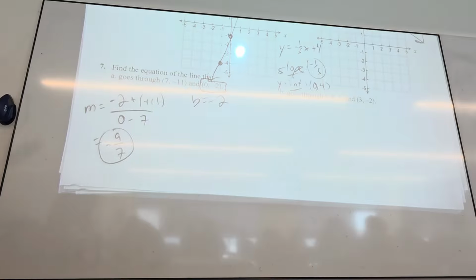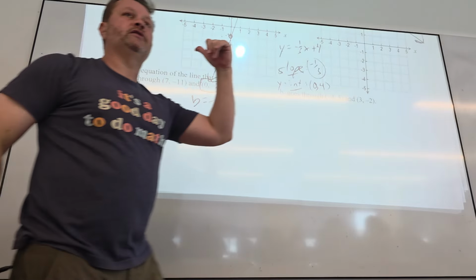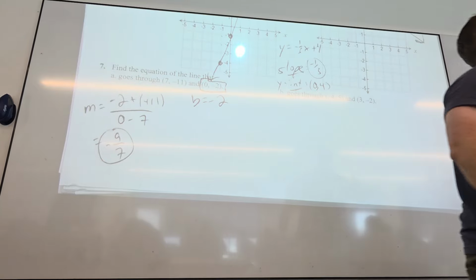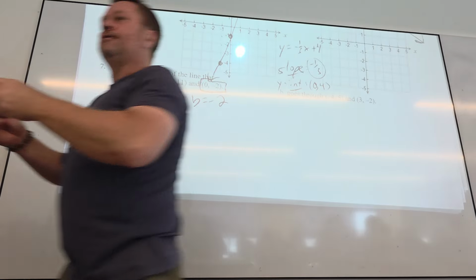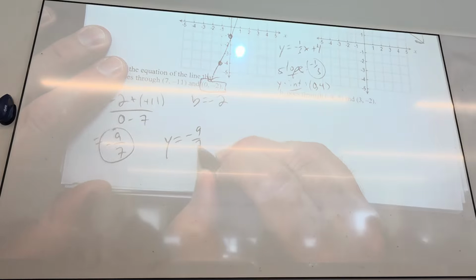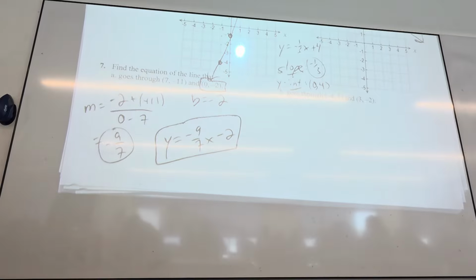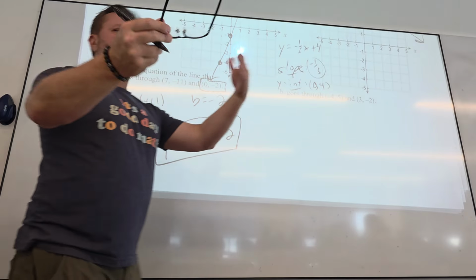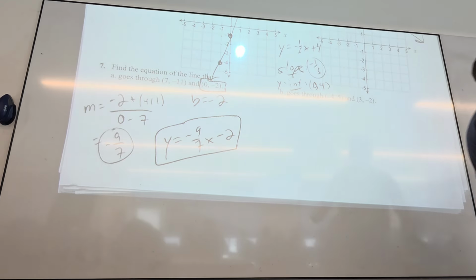And now I just have to put that together. I got a gross fraction, didn't I? I don't care, because I just have to write it, and I'm done. y equals m, negative 9 over 7, x plus b. And of course, plus negative 2 is just minus 2. Is that cool? You guys with me?